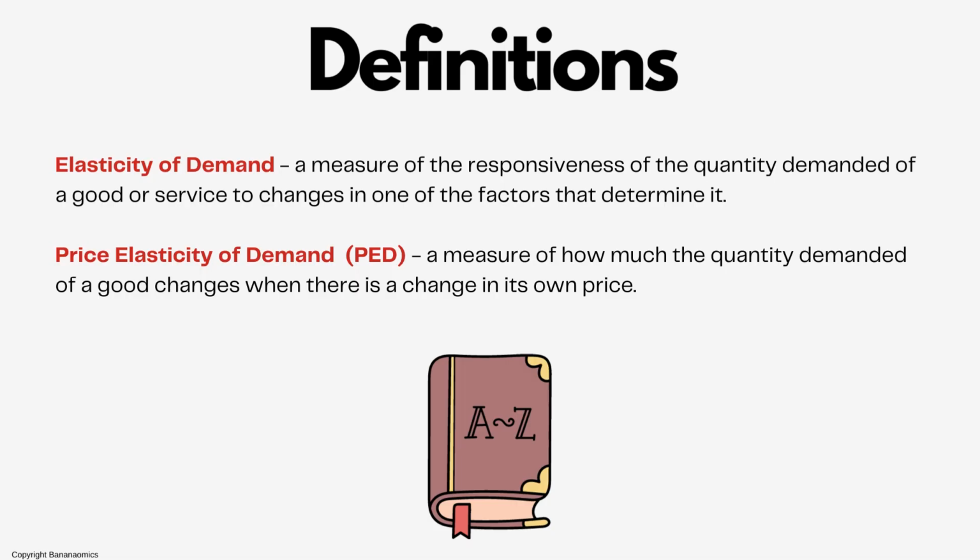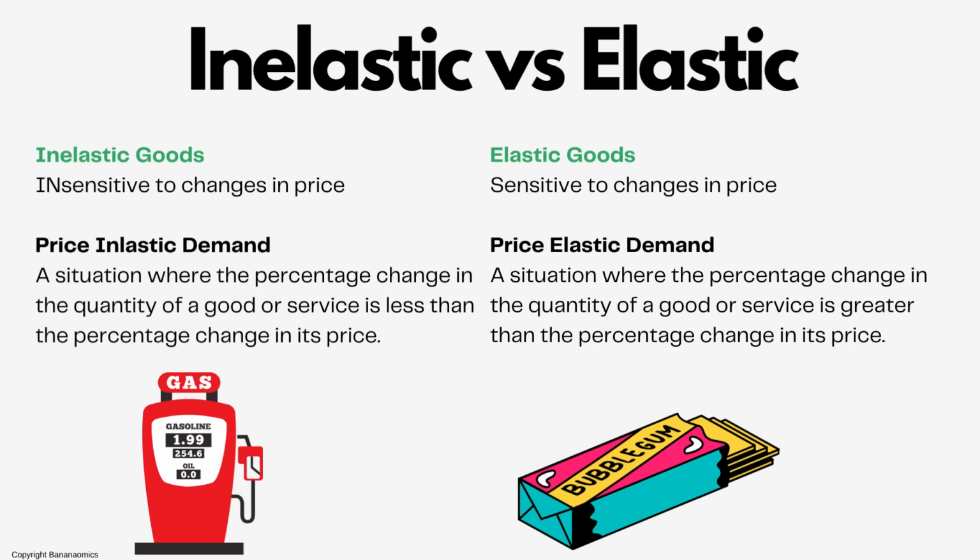Welcome to Bananaomics. In this video, we'll explore the concept of elasticity of demand. Elasticity is defined as the measure of responsiveness or sensitivity of one variable to a change in another. The concept of price elasticity of demand refers to the responsiveness of quantity demanded to a change in price. The level of responsiveness determines whether a good or service is considered to have inelastic or elastic qualities.